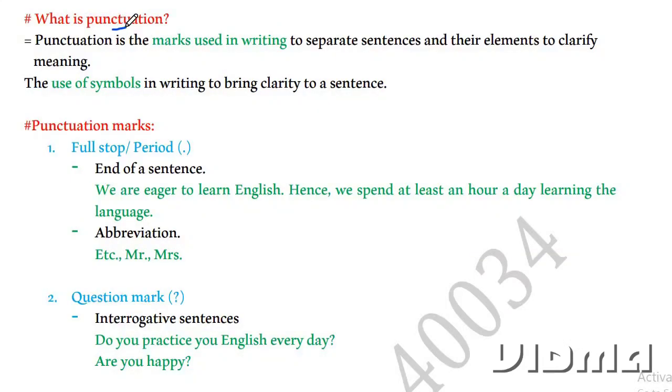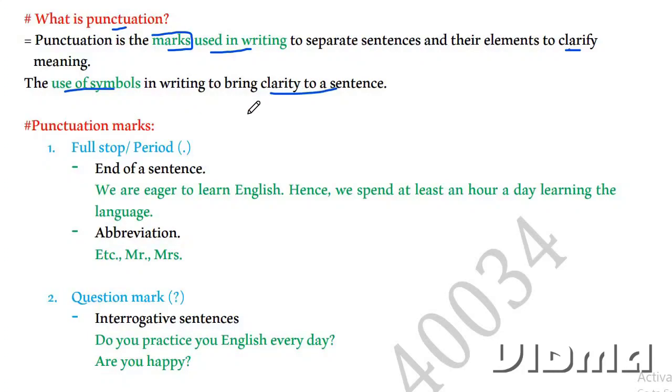So what is punctuation? Punctuation is the marks used in writing to separate sentences and their elements to clarify meaning. So again, punctuation are the marks that we use in our writing in order to clarify the meaning. These punctuation marks are also called the use of symbols in writing. And these symbols bring clarity to a sentence. So our text will be clear if we use punctuation marks. If you do not use punctuation marks, then your text may be confusing, not clear.